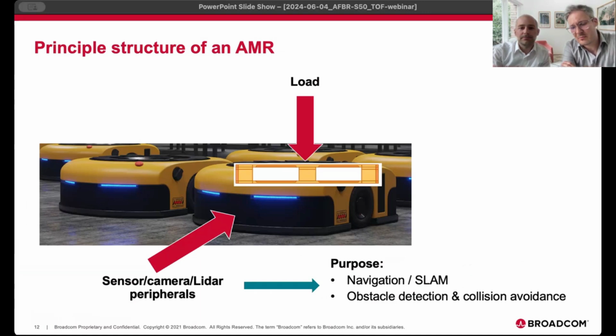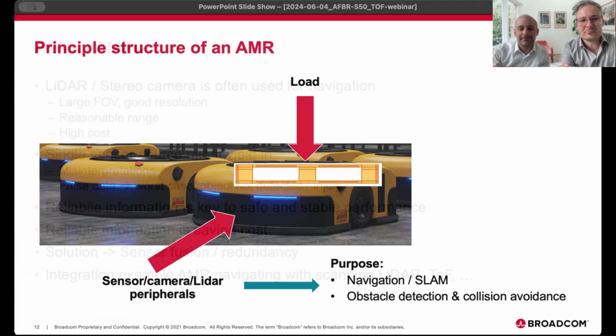What is shown here is actually a Europalette from the side. So let us take this as a load for this AGV. And on the front side of an AGV, you usually have the sensing peripherals like sensors, a camera or LiDARs. The purpose of these peripherals is usually navigation or SLAM, obstacle detection and collision avoidance, in order to let these vehicles drive autonomously.